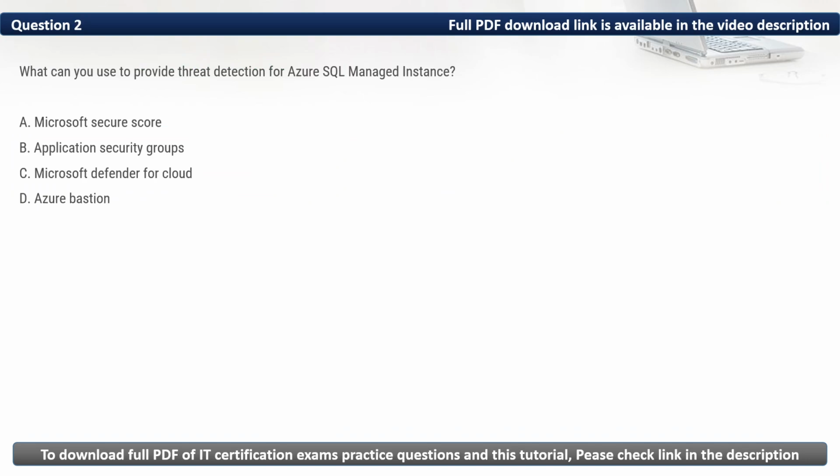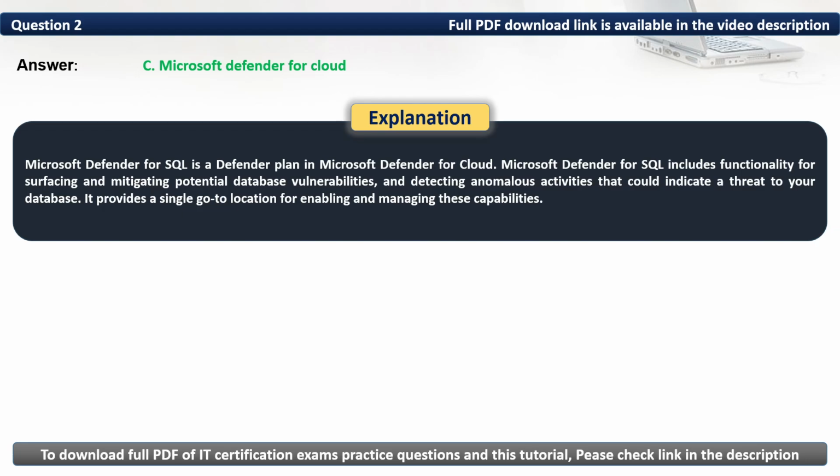Question 2. What can you use to provide threat detection for Azure SQL managed instance? We can use Microsoft Defender for Cloud to provide threat detection for Azure SQL managed instance. Thus, the correct option is C. Microsoft Defender for SQL is a Defender plan in Microsoft Defender for Cloud. Microsoft Defender for SQL includes functionality for surfacing and mitigating potential database vulnerabilities and detecting anomalous activities that could indicate a threat to your database. It provides a single go-to location for enabling and managing these capabilities.